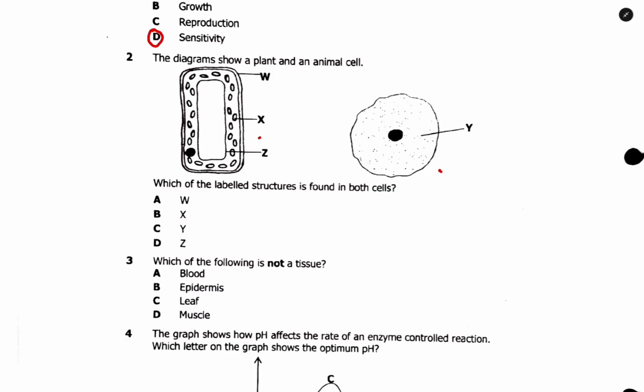So to know which one is found in both cells, you should be able to tell what are the structures that we have here. So W is the cell wall, X is the chloroplast, and of course Z is the vacuole. Then Y is the cytoplasm. So in both cells, you find the cytoplasm. So therefore the answer is Y. The answer that has Y is the answer, and that is C. Okay, I guess you get that.